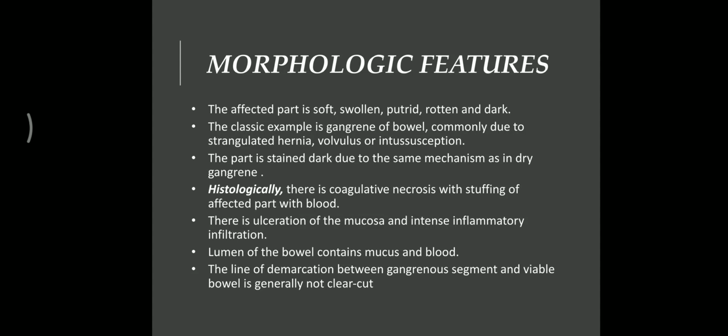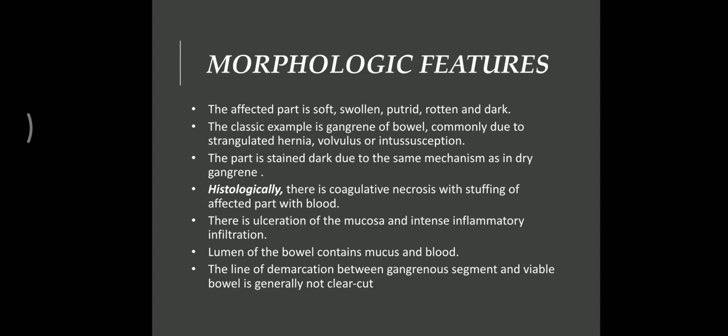Another classical example of wet gangrene is gangrene of the bowel. This is most commonly caused by strangulated hernia or intussusception. The part is thin and dark due to a mechanism that seems like dry gangrene, where there is coagulative necrosis with the stopping of blood supply to the affected part.